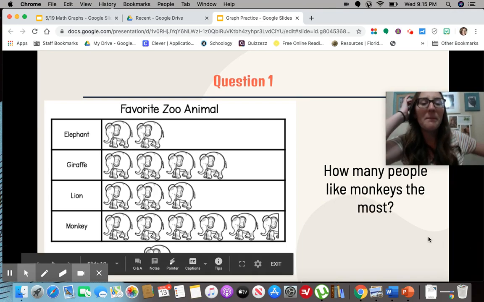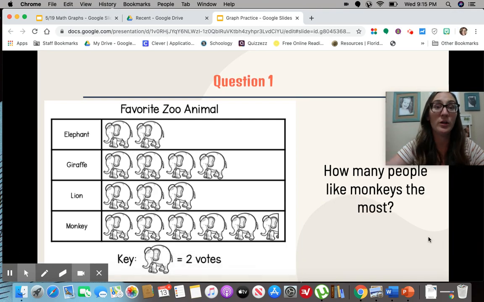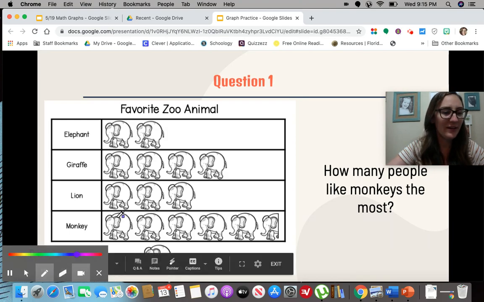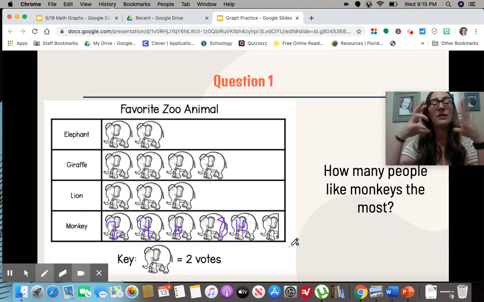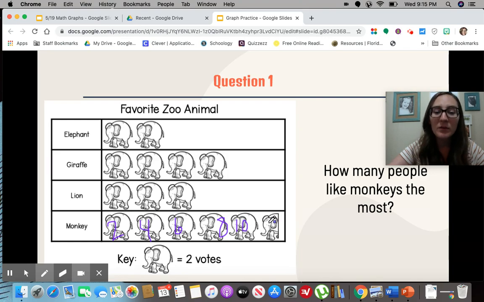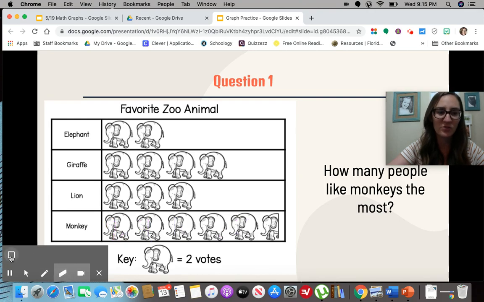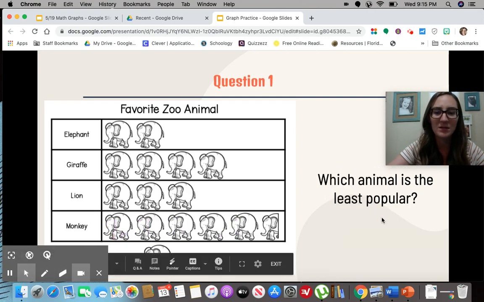How many people like monkeys the most? Look closely. All right, let's see if you got this one. Remember, they're count by 2s for the key. 2, 4, 6, 8, 10. Now look at this little guy. That's not a whole elephant. Poor elephant's cut in half. So if a whole elephant is worth 2, a half elephant must just be worth 1. So 10 plus 1 more is 11.